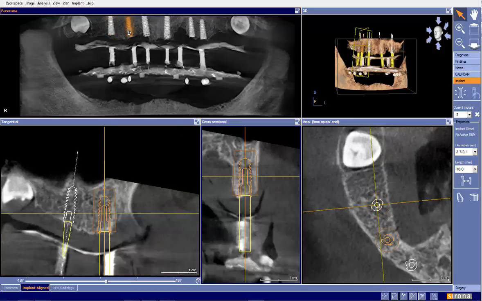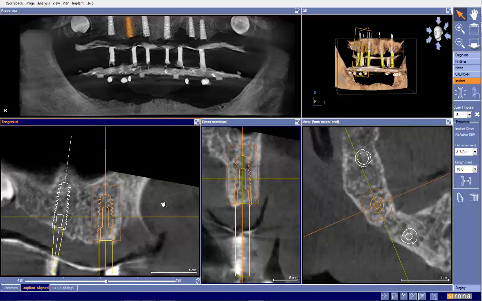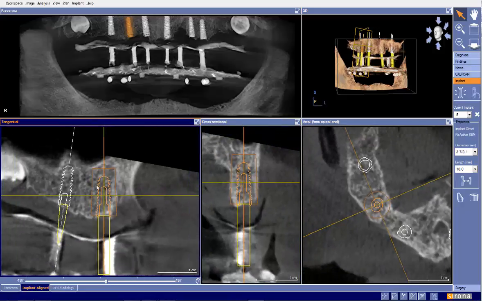Then if we go ahead and take a look at this next implant, again, it is planned very nicely, it's well centered. Again, in comparison to this tooth, we don't have the correct angle, we don't know the angulation.